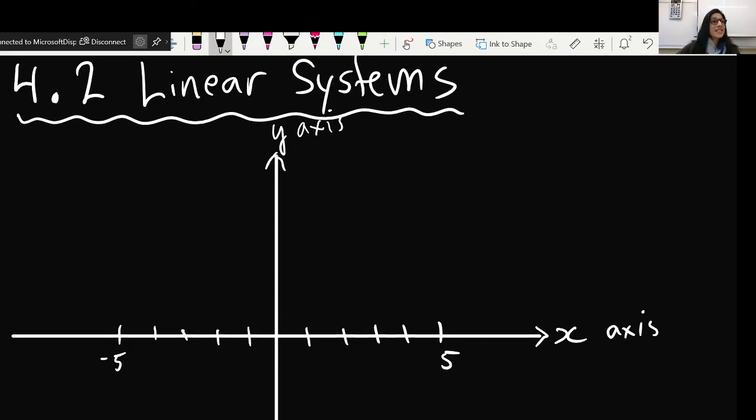On the y-axis, it's the same thing. Y-axis always goes vertically, but above the x-axis would be 1, 2, 3, 4, 5. Going up would be positive, and 1, 2, 3, 4, 5 going down would be negative. So that's basically our coordinate plane with everything labeled on it.